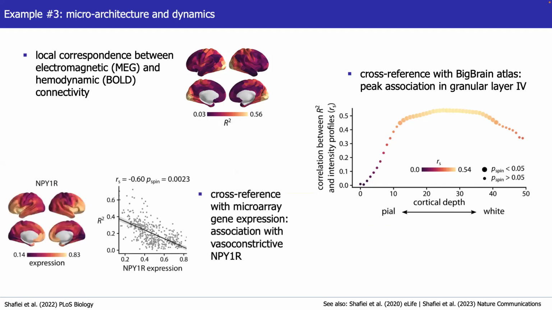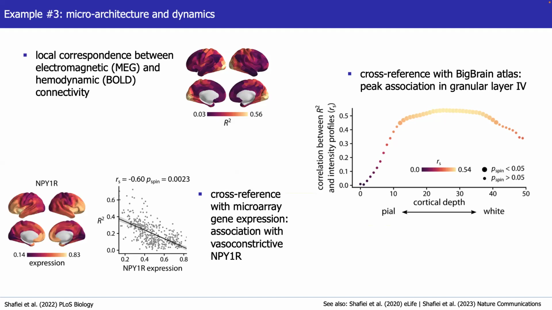And then we had this one very simple hypothesis, which was that if it really has to do with neurovascular coupling, maybe this map should be related to some measure of vasoconstriction and vasodilation. So we went into the Allen Atlas gene expression data, and we pulled a map for neuropeptide Y1R. This is the receptor for neuropeptide Y, and it's vasoconstrictive.